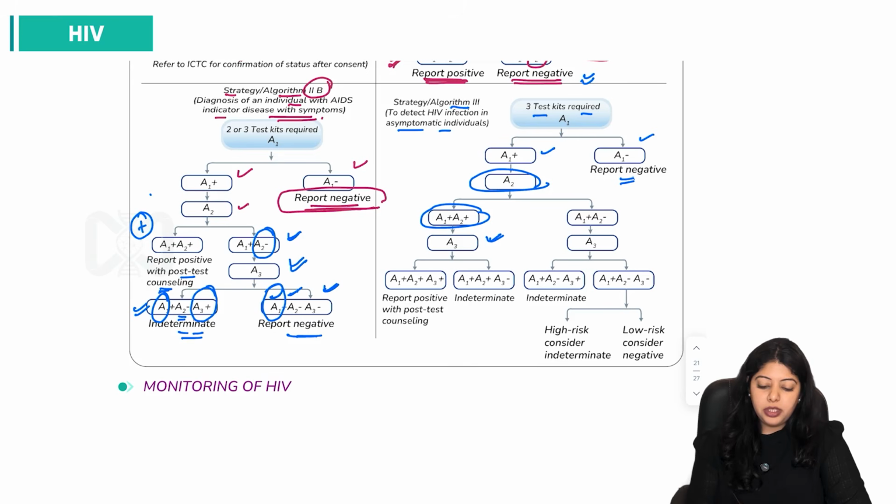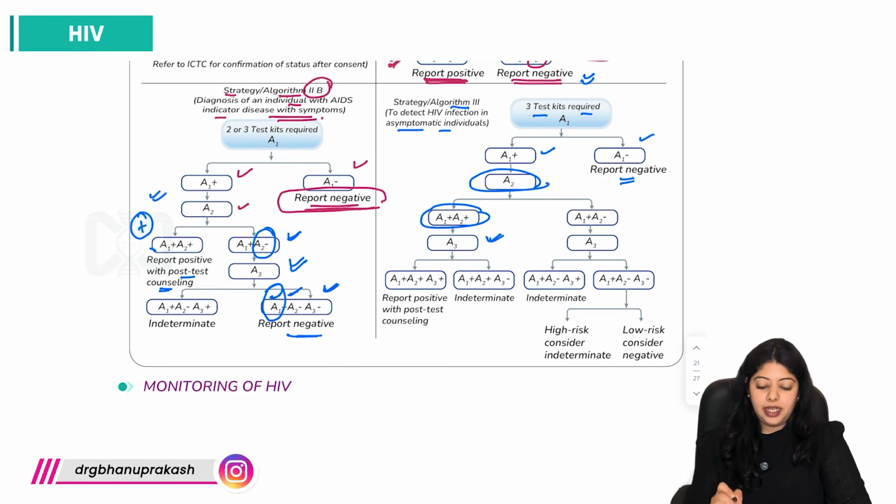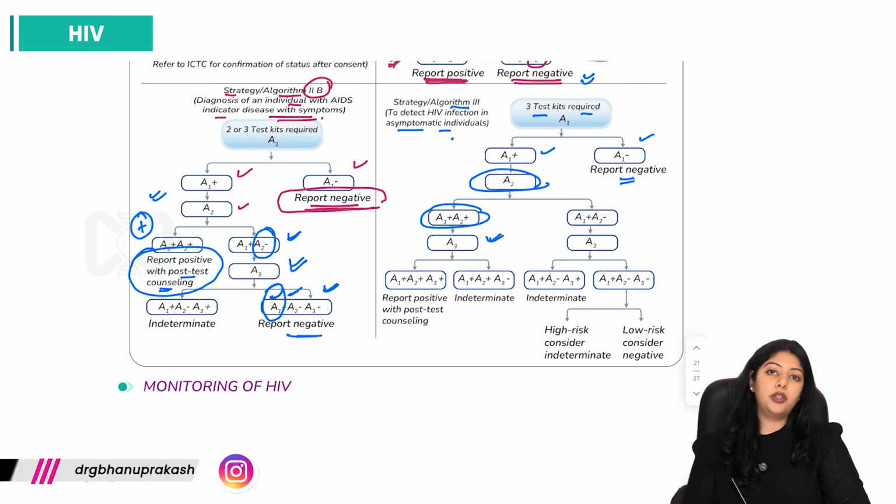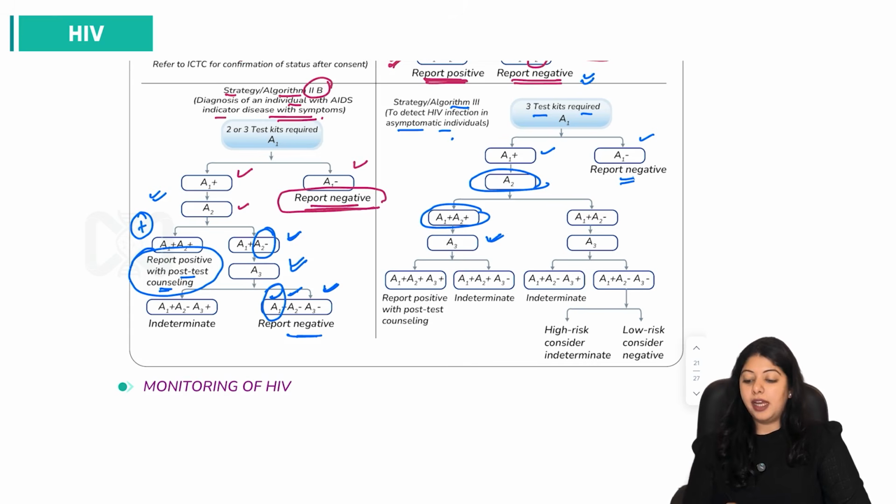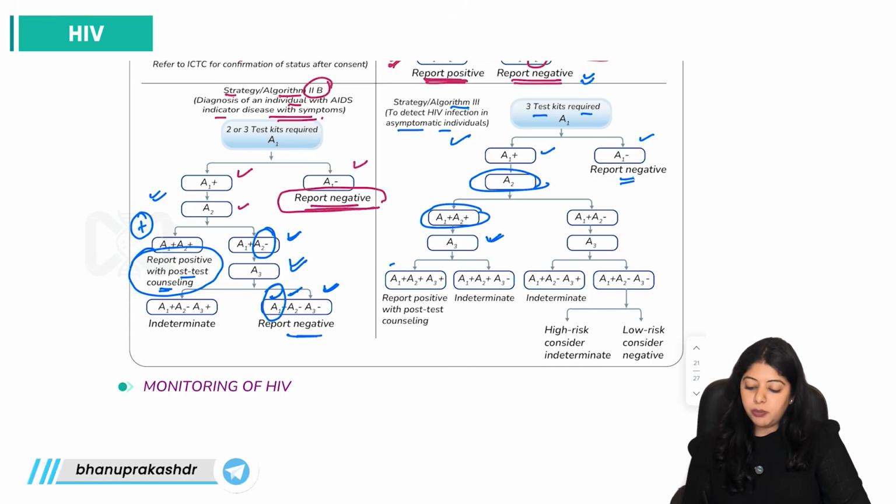So in the previous strategy, that is 2B, initially when 2 of the tests came out to be positive, we were reporting it as positive and sending the patient for post-test counseling. Whereas in the fourth strategy, even if 2 tests come out to be positive, we are still going to go ahead with the third test. This is one major difference between the 2 strategies, right?